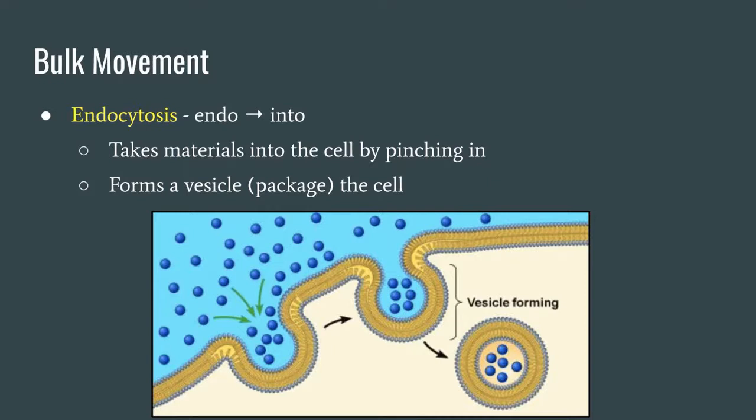So endocytosis, this is a large amount of material moving into the cell. The cell closes off, creating a vesicle, and then moving this vesicle into the cell and to wherever it needs to go inside of the cell.